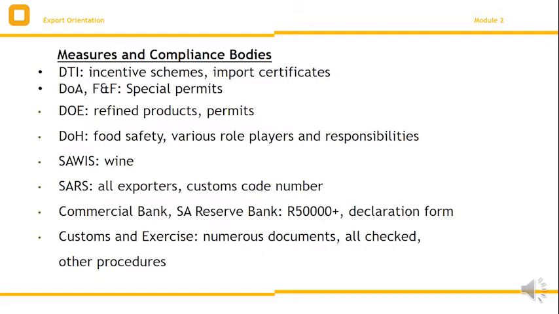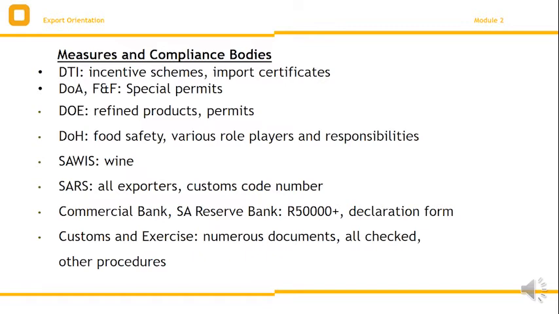Then when it comes to the Department of Health, they are responsible for food import and export inspections as well as certification to ensure food safety. There are a number of role players. They also have different responsibilities and activities within the process. So you will find your health authorities, your certifying officers, and your Department of Agriculture that also play a part when it comes to food safety.